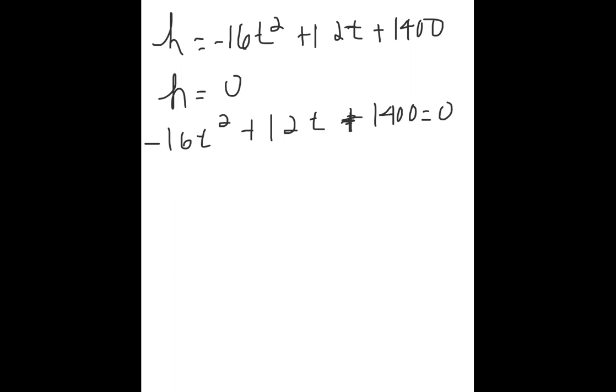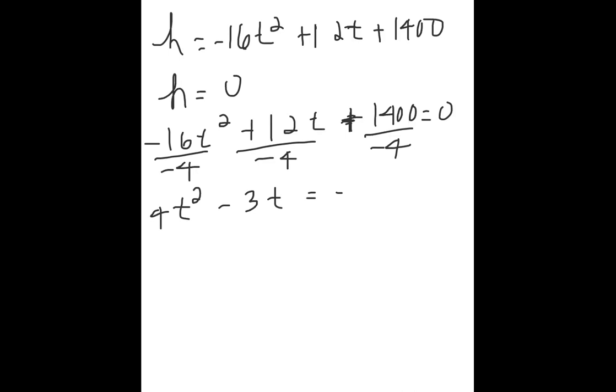We can use the quadratic formula, but I want to see if I can factor this one. Let's see. Can we at least reduce the equation? Yeah, let's reduce it. I can divide everything by -4. I could go straight into the quadratic formula, but I'm being lazy right now. So 4t squared minus 3t minus 350 equals 0. You don't have to do this part. You can just go from the original problem and go into the quadratic formula.